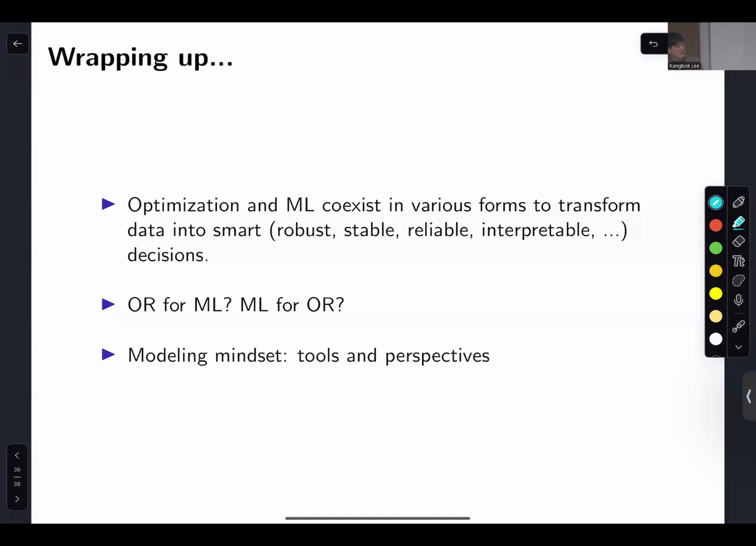And also, something that I didn't cover today is the recent attempt at using optimization to make traditional ML algorithms more interpretable, right? So that's another way of thinking about it. So, well, again, if you didn't follow some of the mathematical contents today, that's okay.